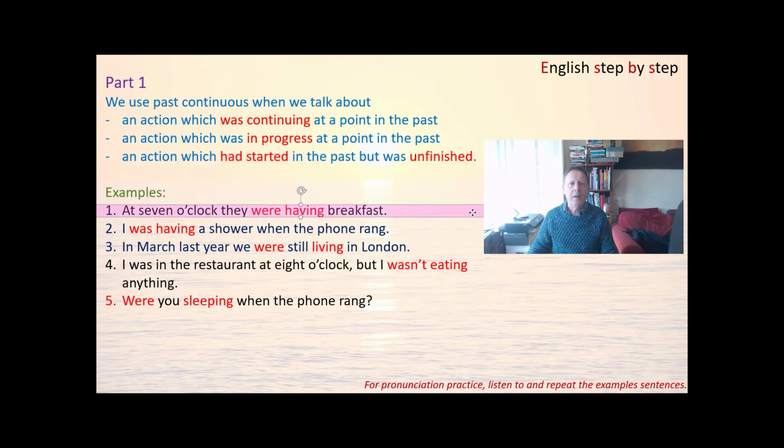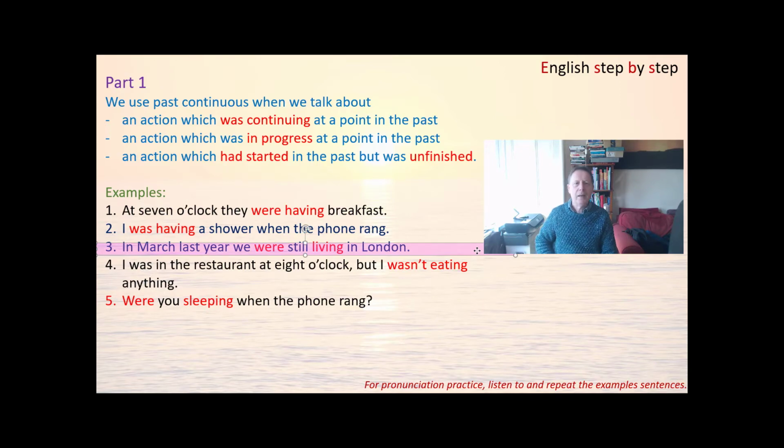Example 1. At 7 o'clock they were having breakfast. In other words, this having breakfast was continuing at 7 o'clock in the past. I was having a shower when the phone rang. So the phone rang, that's a point of time in the past, and what was I doing? I was having a shower. So that was in progress when the phone rang.